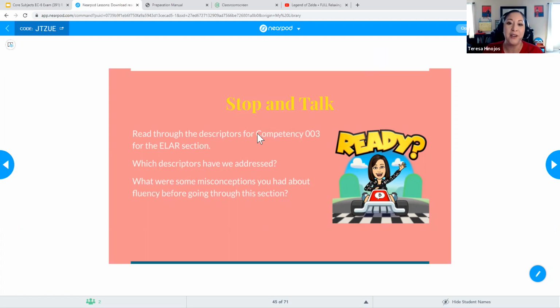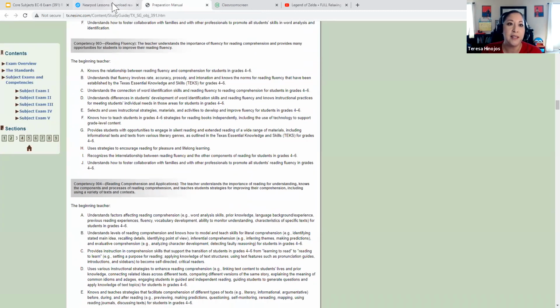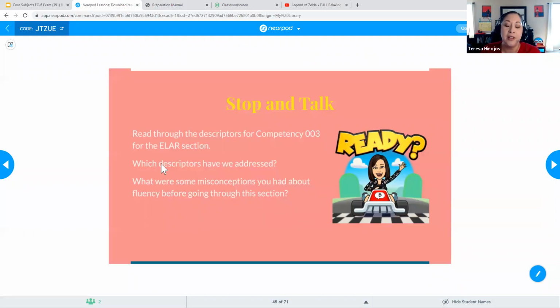So we'll do the same thing. Now you're going to take a look at competency 3, again, in the preparation manual, looking at reading fluency, and go over which descriptors we have addressed. And then what were some misconceptions you had about fluency before going through this section. So that's what you'll go ahead and talk about next. I'm going to give you 4 minutes.